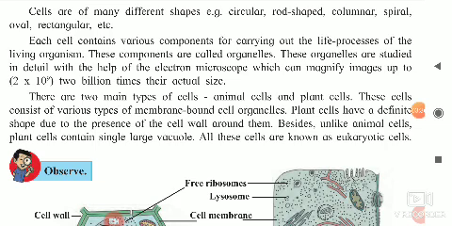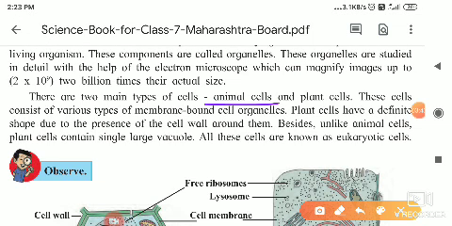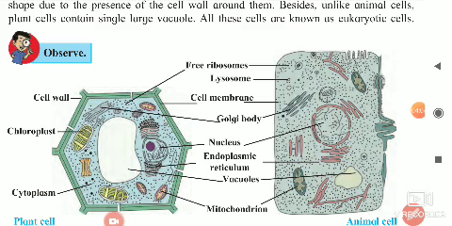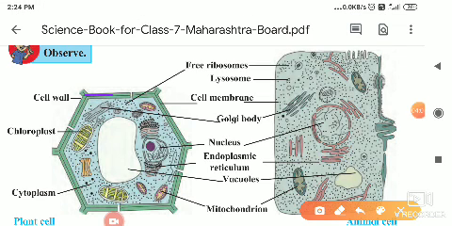There are two main types of cells. Which are those two types? Yes, correct. One is the animal cell and the other is the plant cell. So the animal cell and plant cell are what we are going to study here. These cells consist of various types of membrane bound cell organelles. Plant cells have a definite shape due to the presence of the cell wall. Because the cell wall is present in the plant cell, the plant cell has a definite shape.